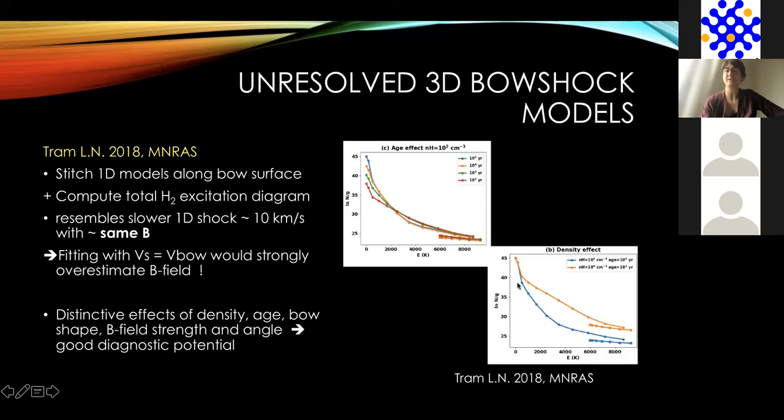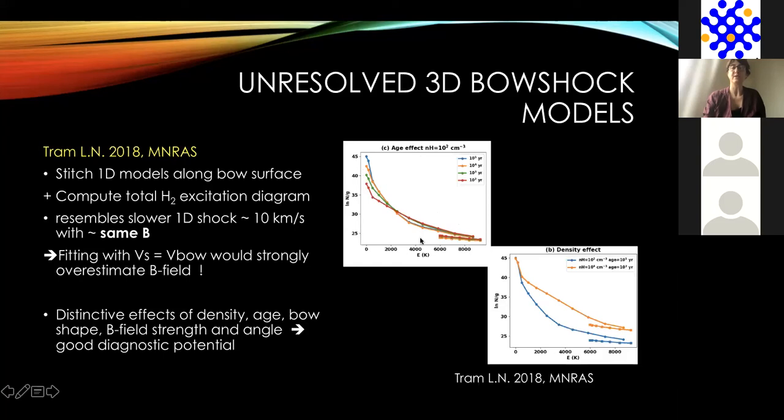For example, here, clearly the pre-shock density has a huge effect on the excitation diagram. There's also an effect of age here, which is different from the density. I don't show it, but there is also an effect of the B field strength and angle with respect to the bow axis. So these diagrams have very good diagnostic potential. What is interesting also is, I'm not showing it, but there is not a strong effect of the velocity at which the bow shock propagates, because we are dominated by the flanks, the wings of the bow shock. So basically it looks like a 10 kilometer per second shock mostly, although with some curvature.